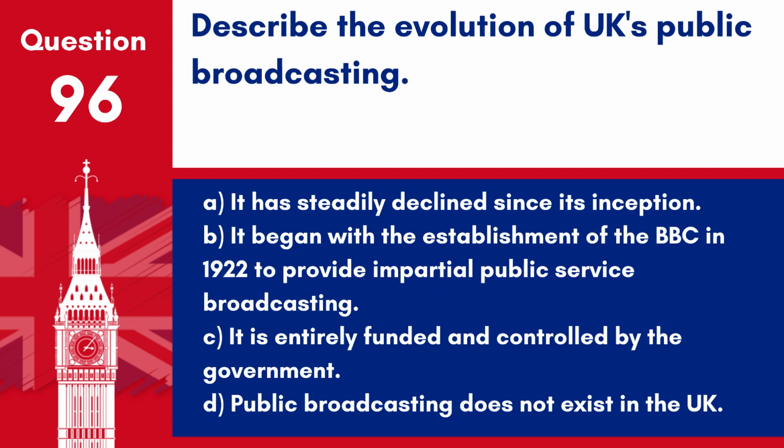Question 96. Describe the evolution of the UK's public broadcasting. A. It has steadily declined since its inception. B. It began with the establishment of the BBC in 1922 to provide impartial public service broadcasting. C. It is entirely funded and controlled by the government. D. Public broadcasting does not exist in the UK.